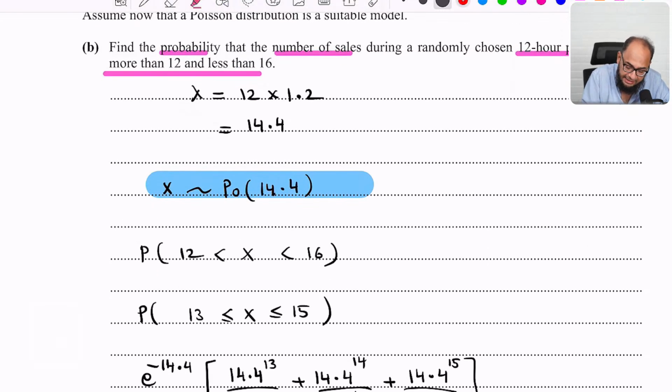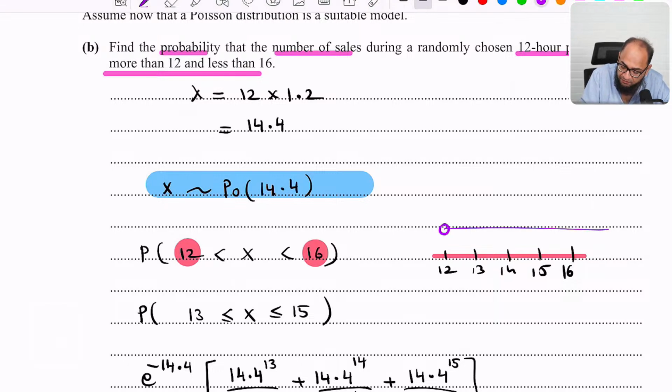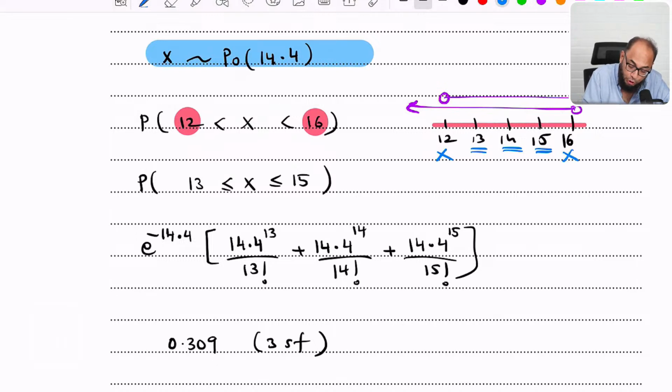Probability X lies between 12 and 16. 12 is not inclusive, 16 is not inclusive. Let me draw a small number line over here. Let me get a black marker. This is 12, this is 13, this is 14, this is 15, this is 16. It lies between 12 and 16, greater than 12 and less than 16, but neither 12 nor 16 is included. So which 3 are included? 13, 14 and 15.